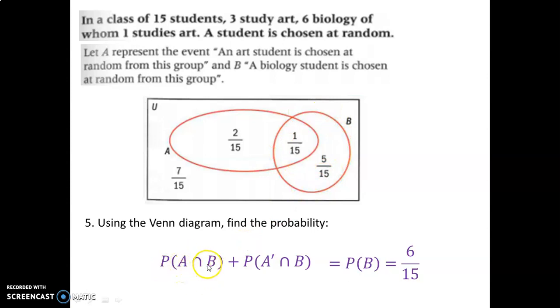So A intersection B means art and biology students. So that's the 1/15. And then not A and B means biology students that are not art students, are these ones here. So this represents these students, and in total we have the whole B circle, so probability of B, and it's 6 out of 15. And that can be reduced to 2/5.